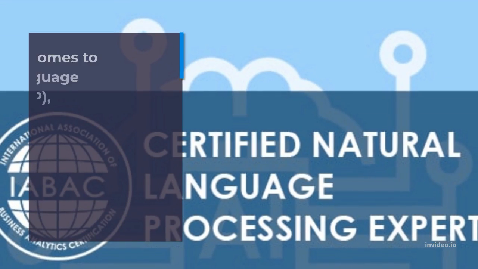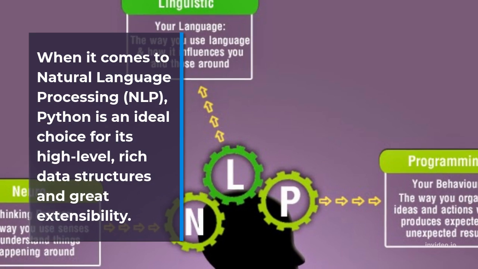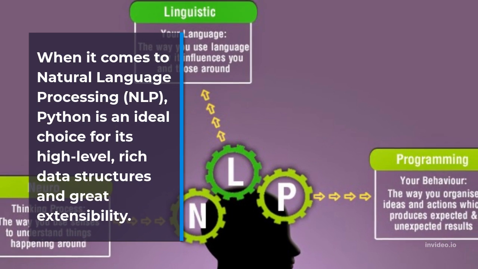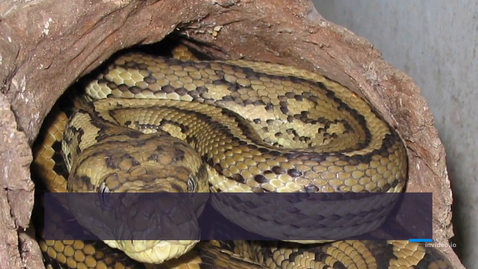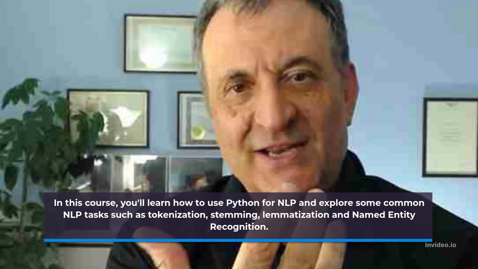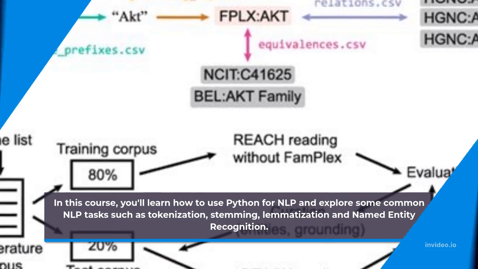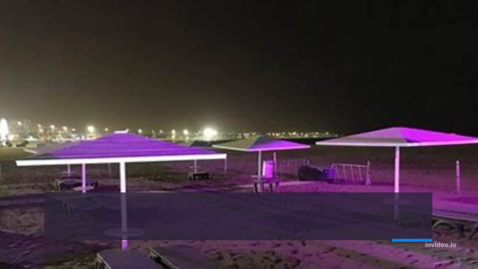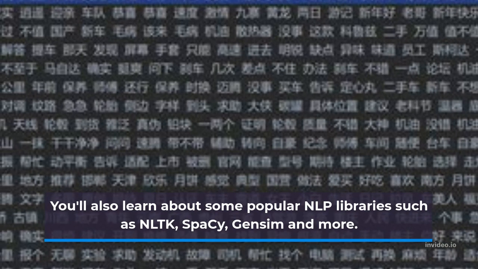When it comes to natural language processing, NLP, Python is an ideal choice for its high-level, rich data structures and great extensibility. In this course, you'll learn how to use Python for NLP and explore some common NLP tasks such as tokenization, stemming, lemmatization and named entity recognition. You'll also learn about some popular NLP libraries such as NLTK, SpaCy, Gensim and more.